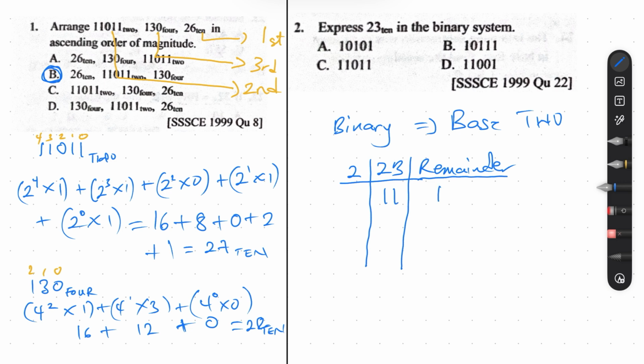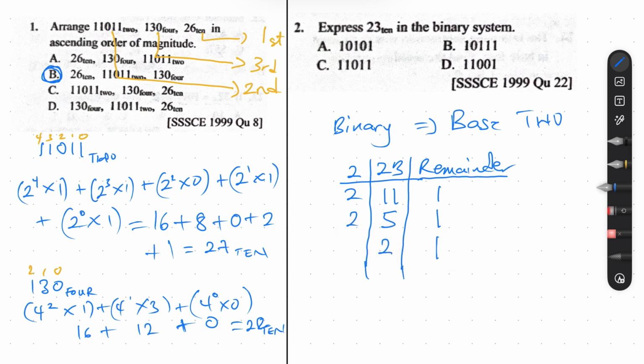Cool. Now we must continue dividing until we get to 0 right here. So let's continue. We have 2. 2 goes into 11 how many times? 5 times. 2 times 5 is 10. So the remainder is 1. Cool. Let's continue. 2 goes into 5 how many times? Twice, right? 2 times. The remainder is what? 2 times 2 is what? 4. 5 minus 4 is 1. So the remainder is 1.